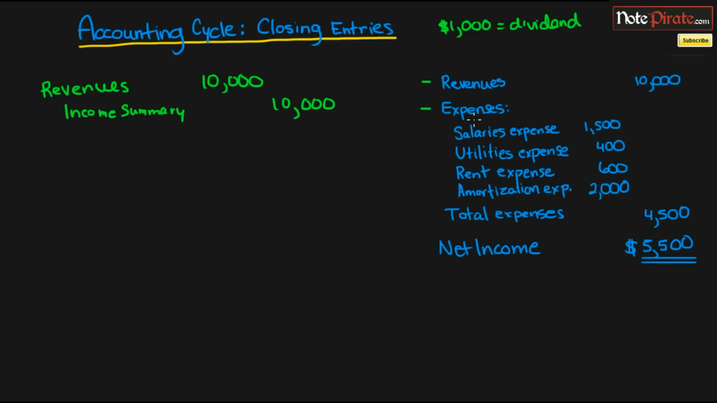Now let's close out our second temporary account, which is expenses. Expenses normally have a debit balance in all of our expense accounts, so we're going to credit them. We're going to credit each one of these. You can't just summarize them and say expenses are credited. We're going to do each one of them.